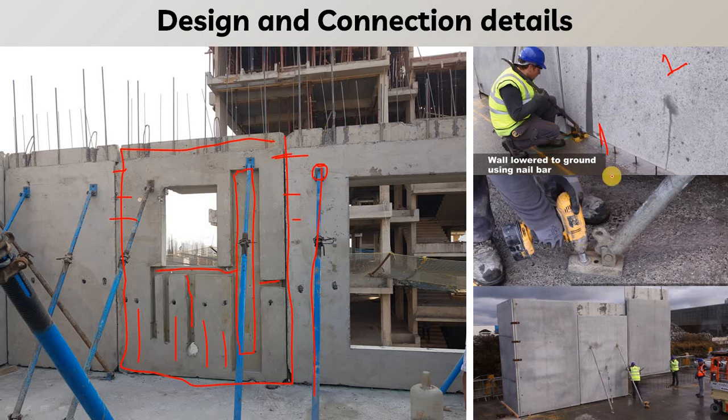Now after erecting this panel, the alignment will be done using this prop. The prop system will be such that one end of the prop will be fixed on the wall panel and another will be fixed on the ground, and then it will be aligned. So here you can see this panel is fixed and aligned properly, and then the grouting will be done.